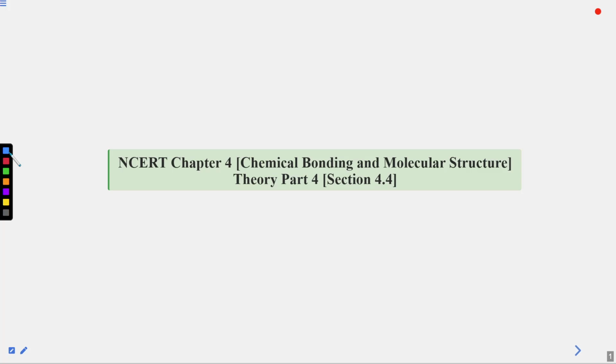So today we'll see the theory part 4 of the chapter chemical bonding and molecular structure. Our aim today would be to cover section 4.4.